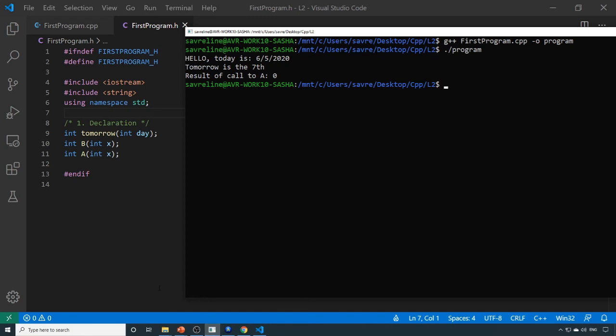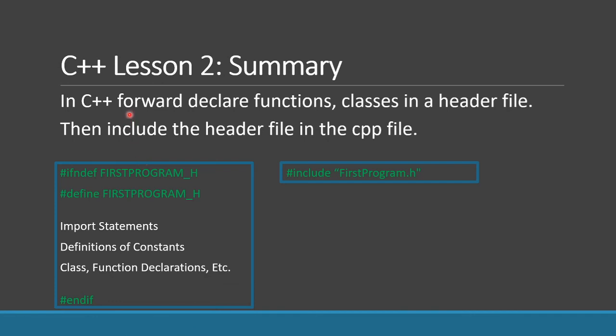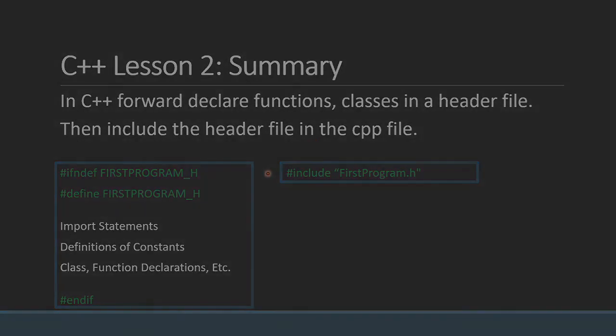And things are fine. So to summarize, today we talked about how in C++ you do have to forward declare your functions and classes in a header file. And this is the typical layout of the header file here. You have the preprocessor directives, and then you would put things like your include statements, definitions of constants, classes, and functions in there. And then you have to include the header file in each CPP file that depends on that header. Okay, thank you.